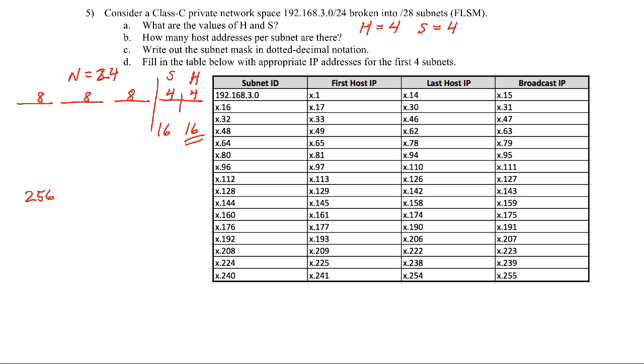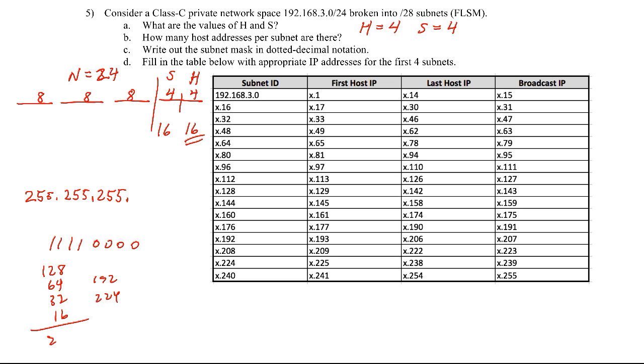I don't have a 256. I have 255.255.255 dot, and then here I want 4 ones in the last byte. So I will have 128 plus 64 plus 32 plus 16. This gives us 192, 224, and finally 240. That's one of the numbers to remember. So there's our mask in dotted decimal notation. I hope that helps on this problem.